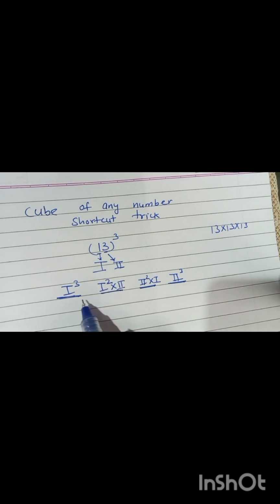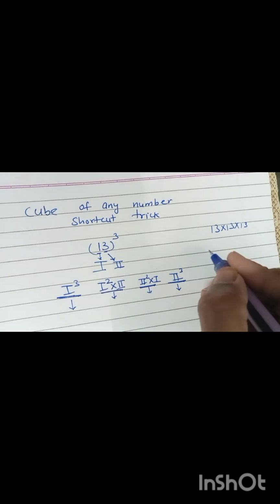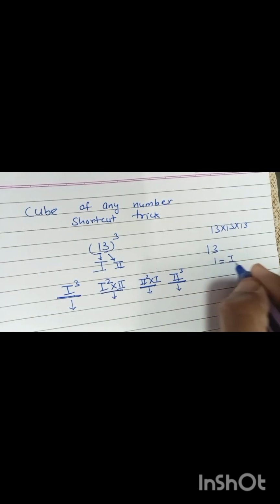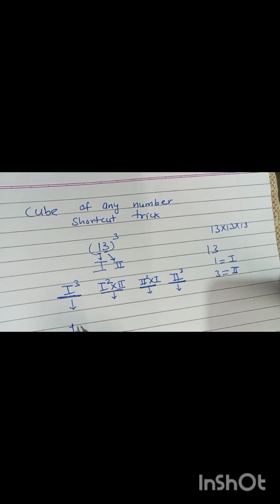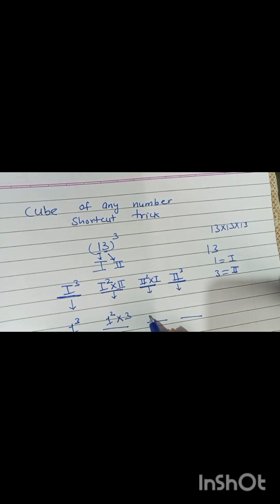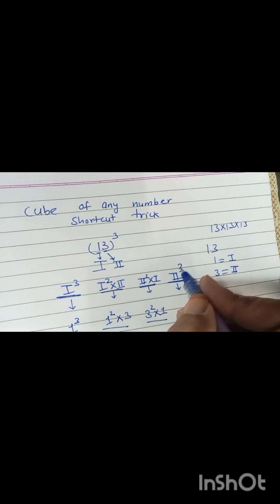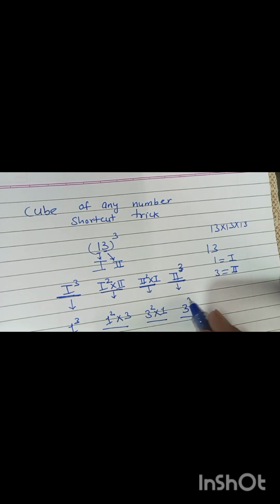Now we will put the first and second numbers in the given formula. I am drawing arrows so it will be easier to understand. So, the cube of the first number. What is the first number? I will write here 13. That means 1 is the first number and 3 is the second number. So at the first place, 1 cube. Then the square of the first number, that means 1 square, into the second number, 3. Then this is the first place, second place, third place and fourth place. Then the square of the second number, 3 square, into the first number, 1. And at the last place we have to write the cube of the second number, so 3 cube.